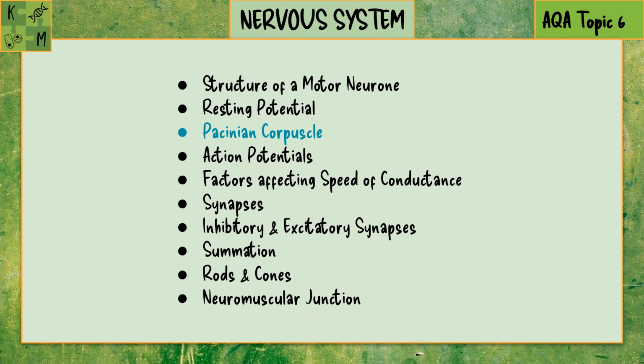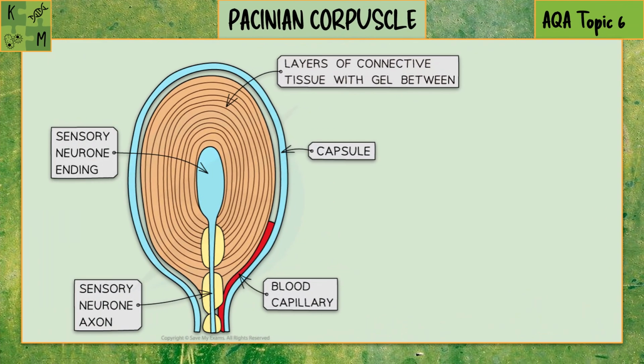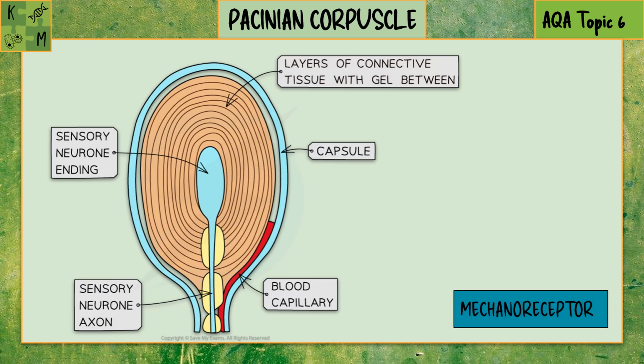Hi everyone. In this video we'll look at the structure of the Pacinian Corpuscle, which is a receptor found in the skin, and then go on to consider what happens when it's stimulated. The Pacinian Corpuscle is shown in the diagram. It's sensitive to pressure and therefore we call it a mechanoreceptor.